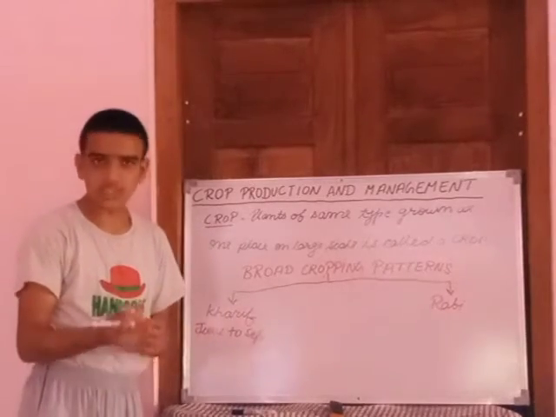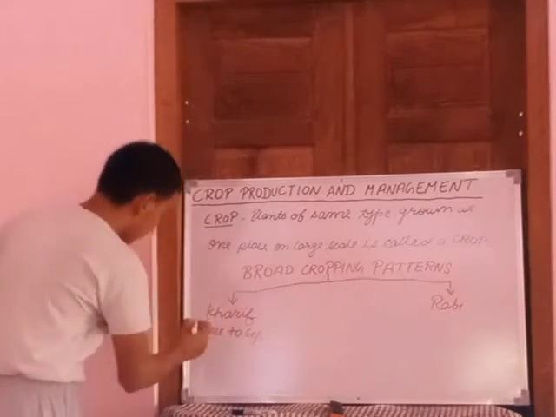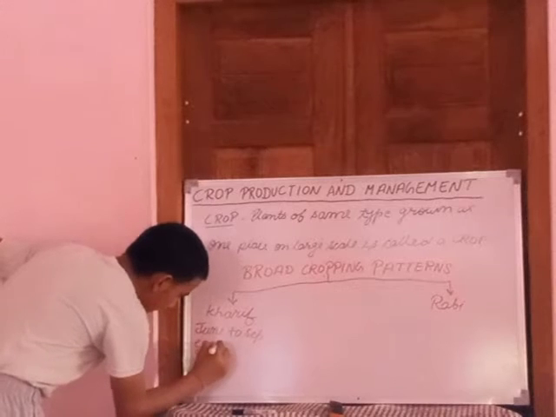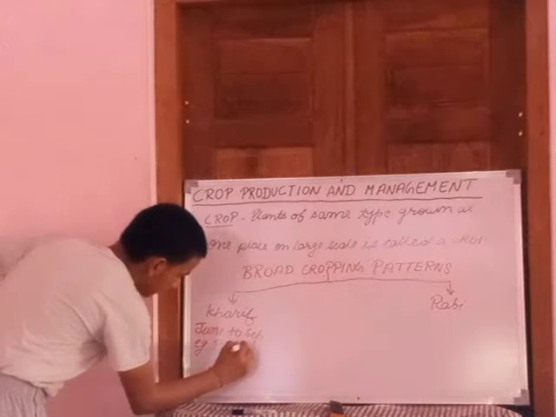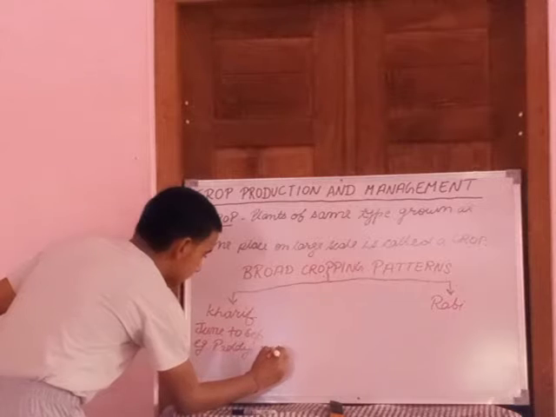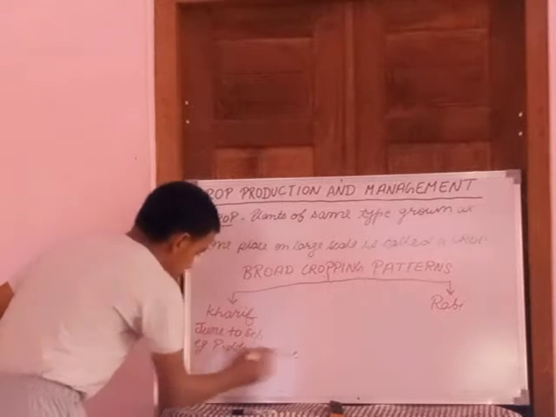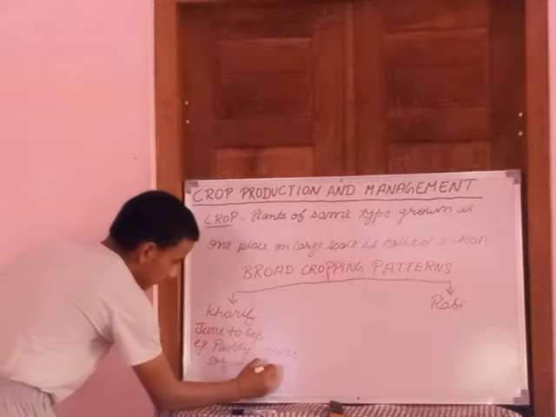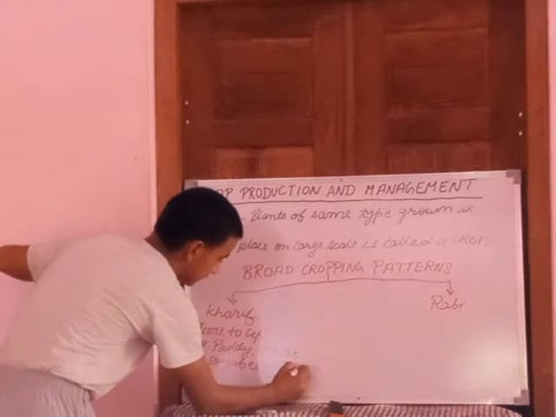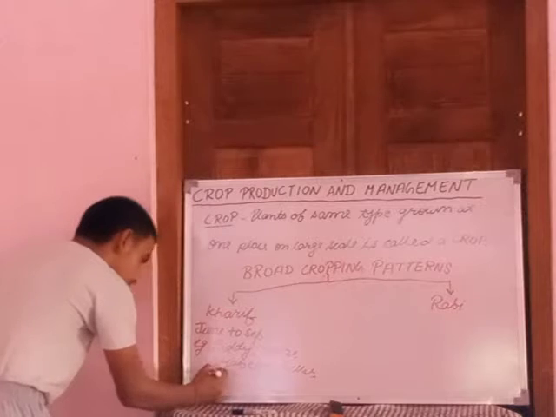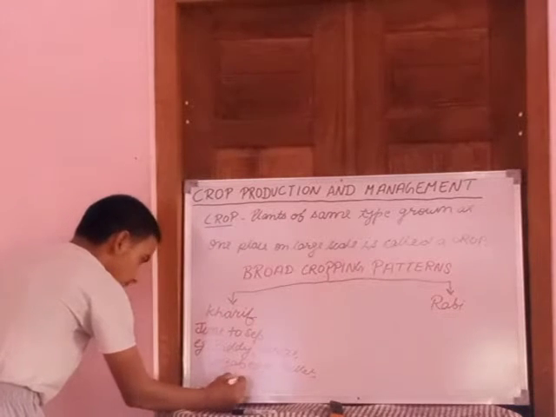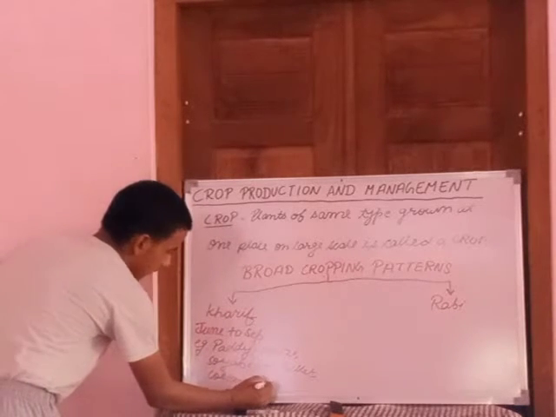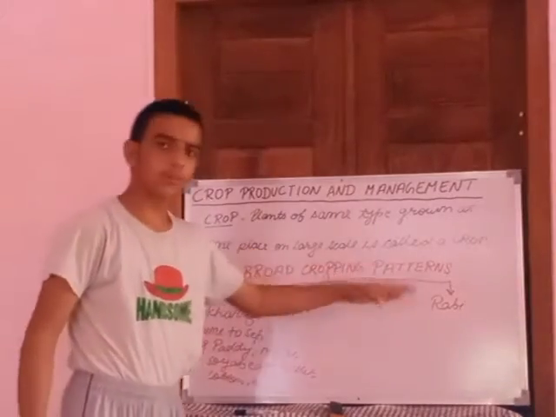Now let's discuss the examples of Kharif crops. Examples can be paddy, maize, soybean, millet, cotton, and etc.